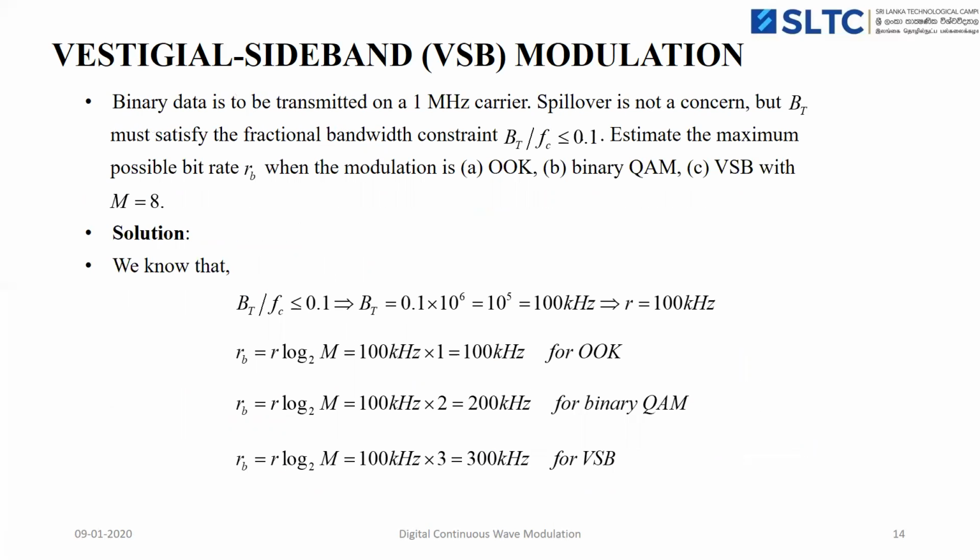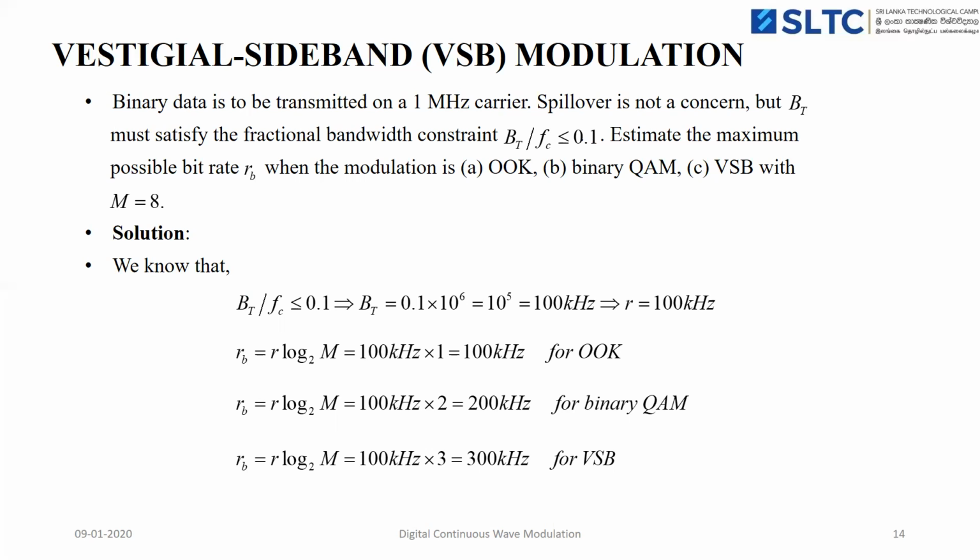Using ASK modulation and PSK modulation, we can see one example. The problem is that binary data is to be transmitted on a 1 megahertz carrier. Spillover is not a concern, but BT must satisfy the fractional bandwidth constraint, that is, the ratio BT by FC less than or equal to 0.1. Estimate the maximum possible bitrate RB when the modulation is OOK, binary QAM, or PSK with M equal to 8.